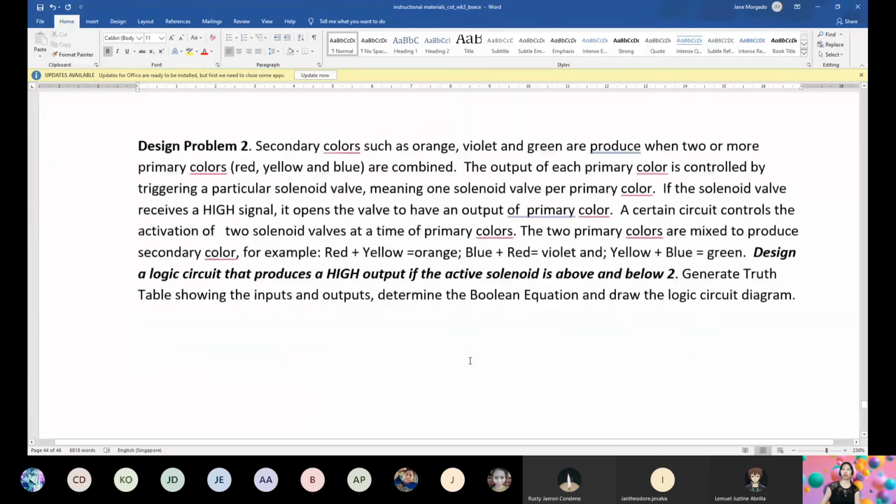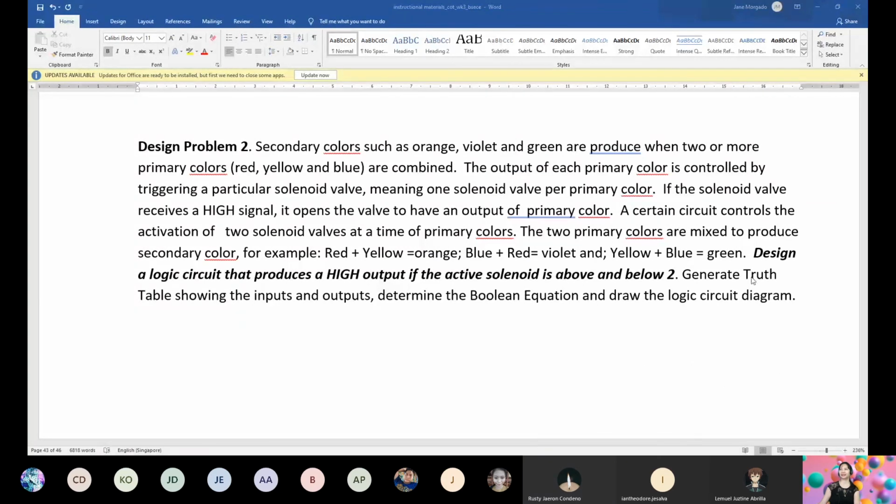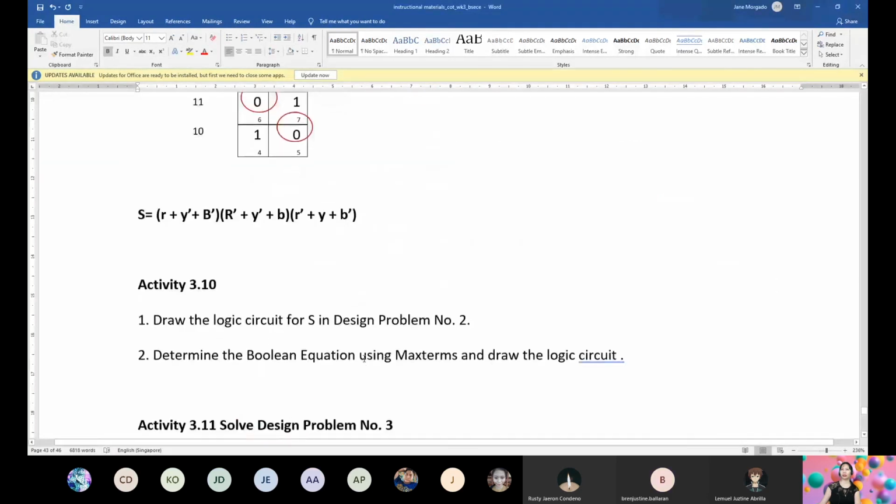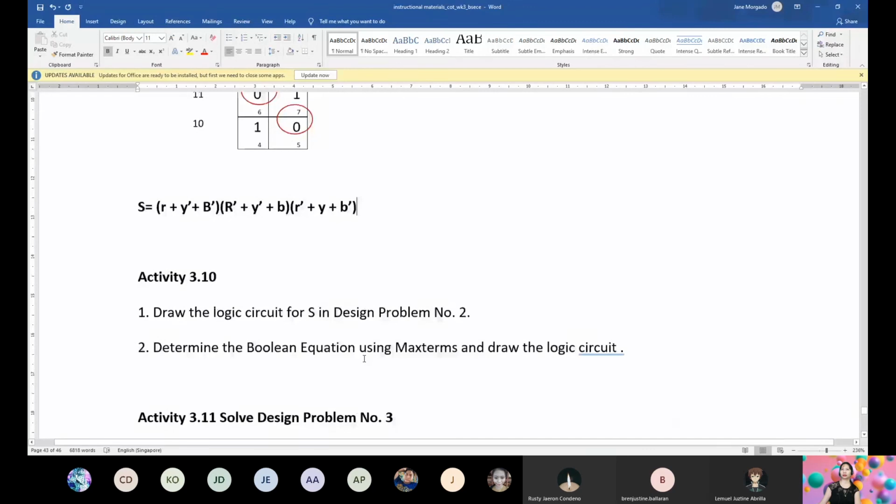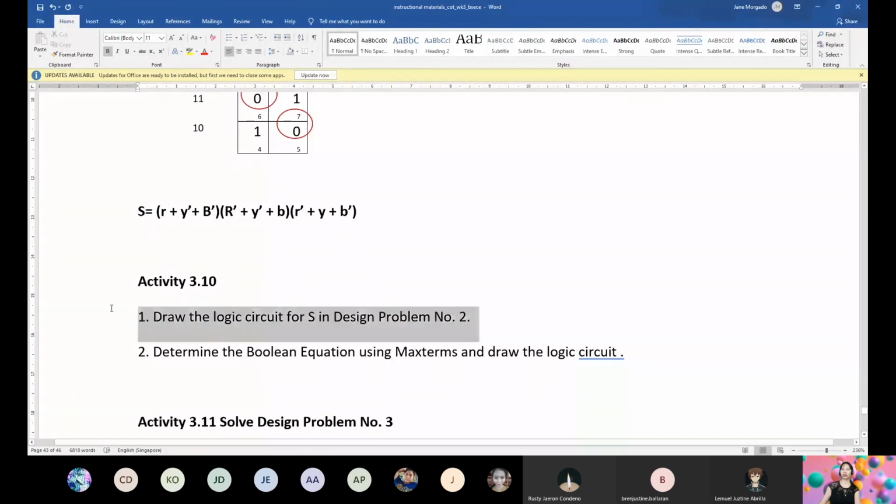Question for design problem number 2. Class, question? No, ma'am. Okay, so we now have 15. Pinakamadami so far. Can we proceed with, ayan, second assignment. Draw the logic circuit for S in design problem number 2.